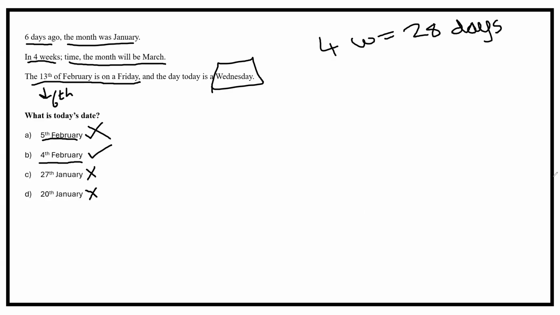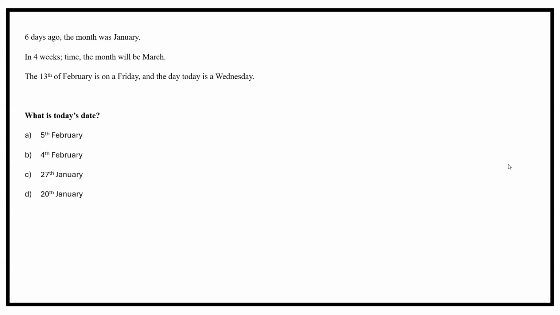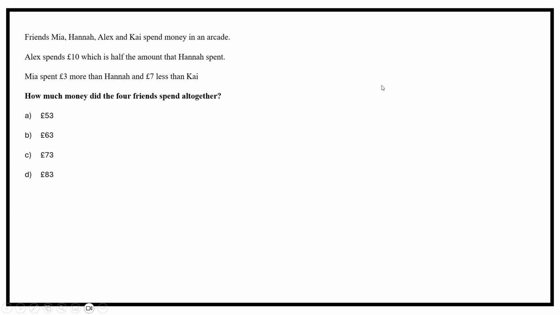Let's take a look at another one. Remember guys, don't worry too much about being the quickest here. Just try your best to get it correct. Give that one a go.